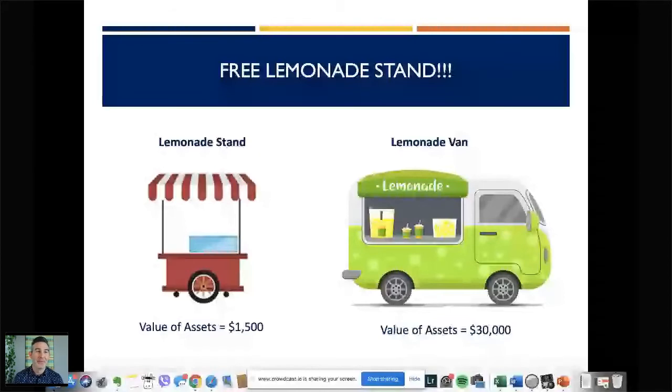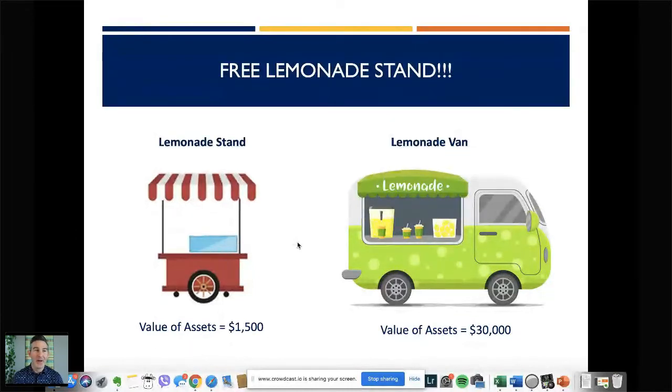Okay, we're getting some mixed results. People are into the van. Oh, okay, we've got a modest taker on the lemonade stand. Oh man, the van is winning somewhat in a landslide.